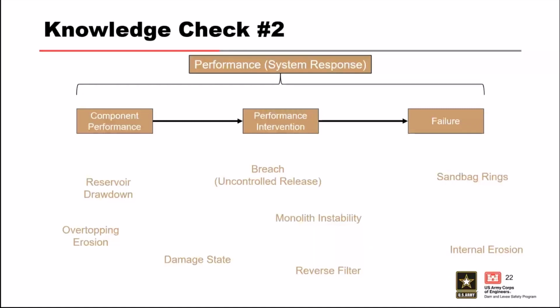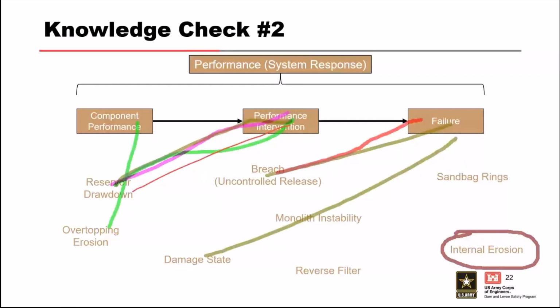All right, now we have another knowledge check. We're doing the same thing that we did for the previous knowledge check, but for the performance or system response element on the general event tree framework. So go ahead and annotate, draw your lines.